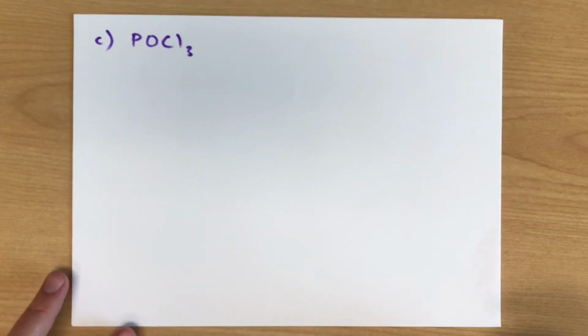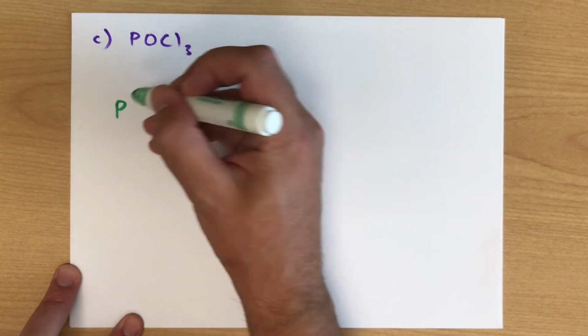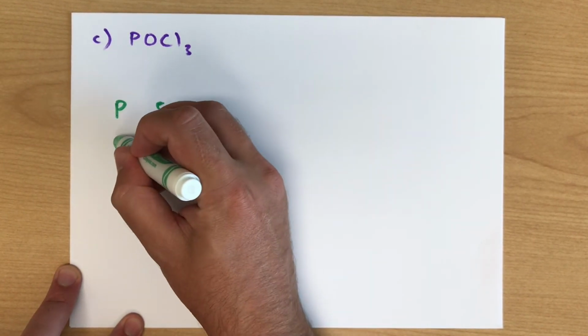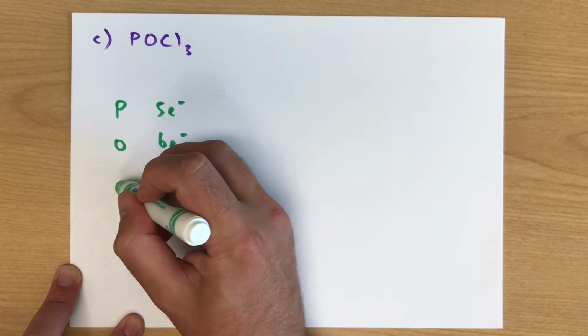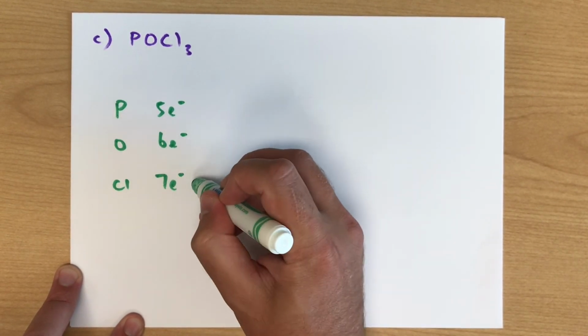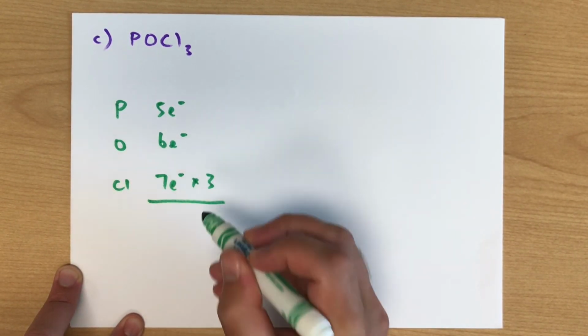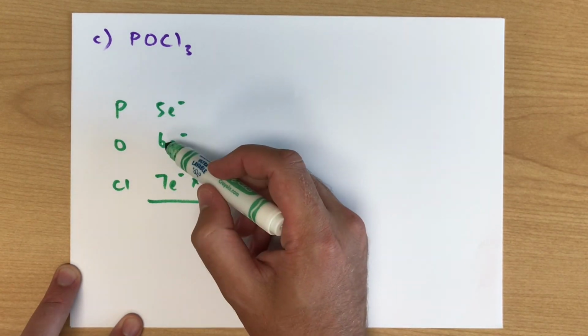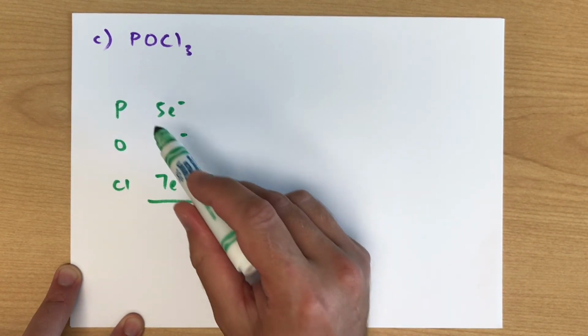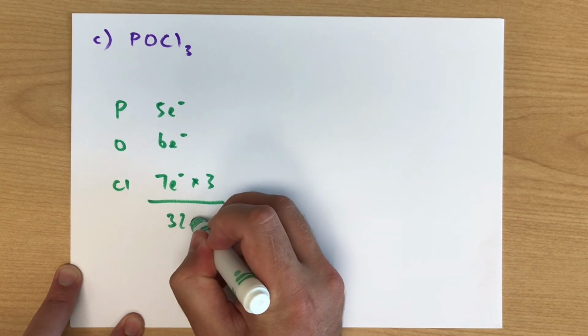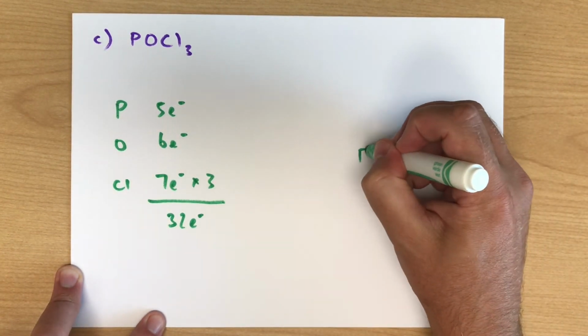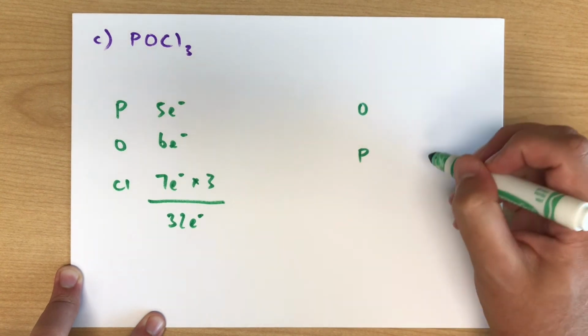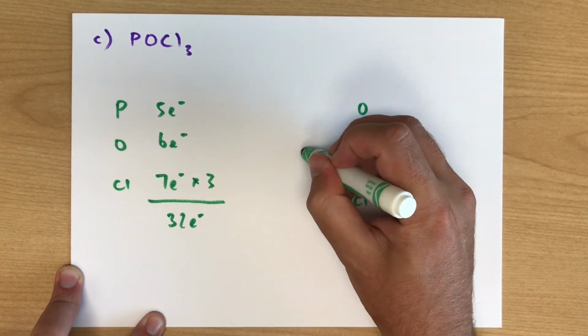Why don't you now have a go at POCl3. Pause the video here. Phosphorus has 5 valence electrons, oxygen has 6 valence electrons, chlorine has 7 valence electrons, and there's 3 of them. Adding all them together, 5 and 6 makes 11, there's 21, 11 and 21 makes 32 valence electrons. Phosphorus will be my central atom, O, Cl, Cl, Cl.